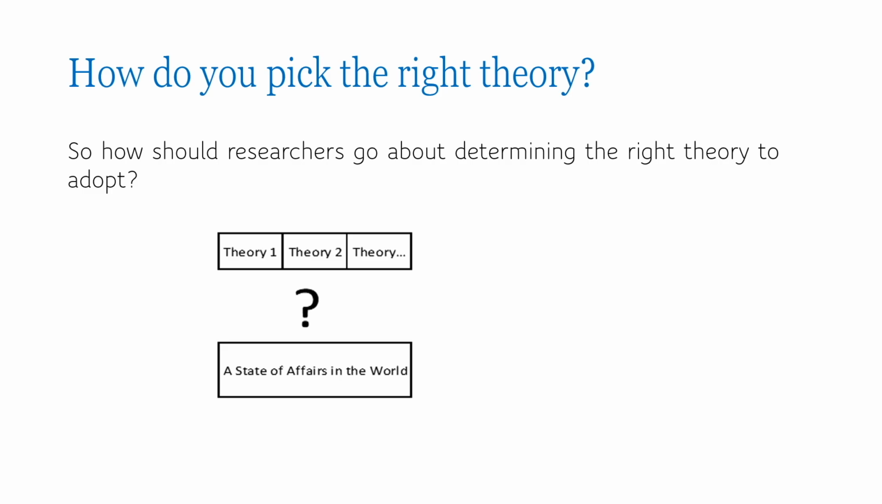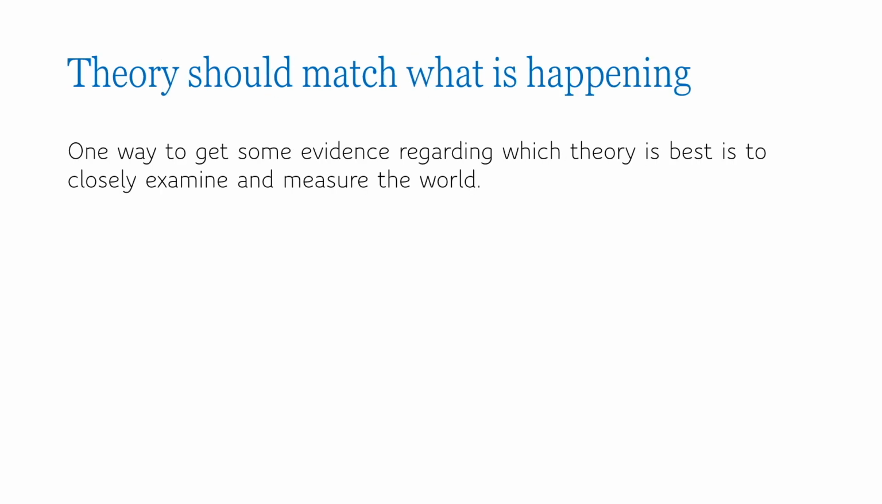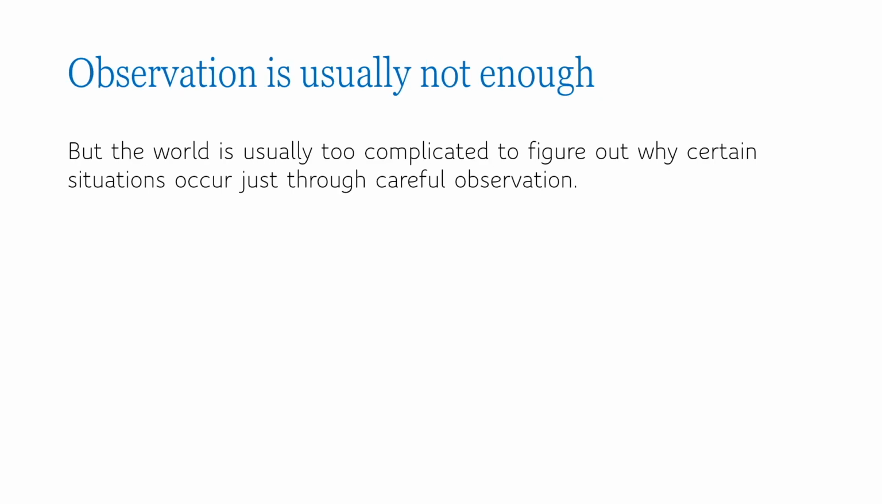So how should researchers go about determining the right theory to adopt? A traditional theory should match what's happening in the world. One way to get some evidence regarding which theory is best is to closely examine and measure the world. But the world is usually too complicated to figure out why certain situations are occurring just through careful observation. Often multiple theories are proposed because they all plausibly match what we can normally observe.